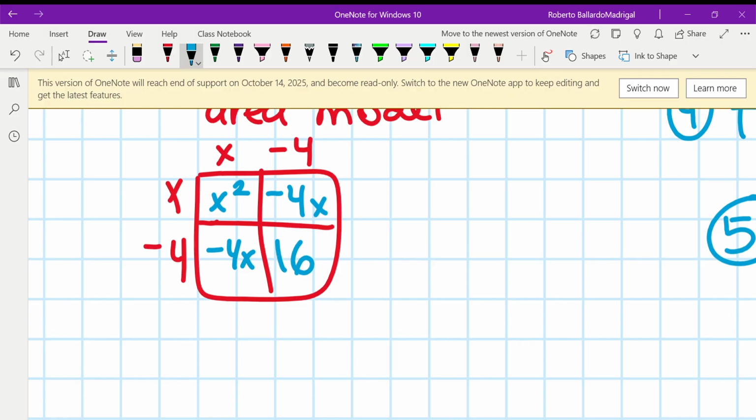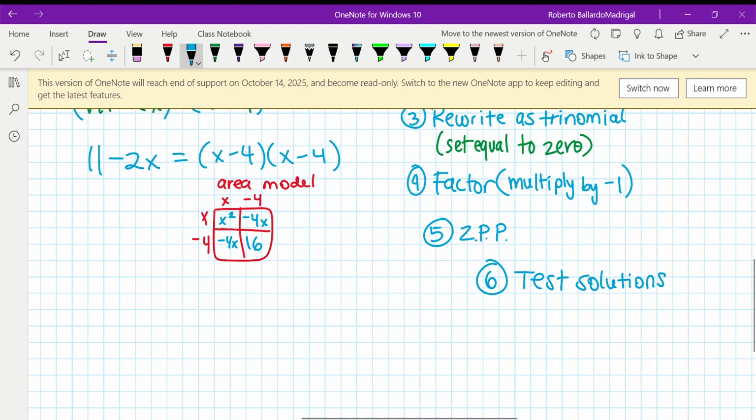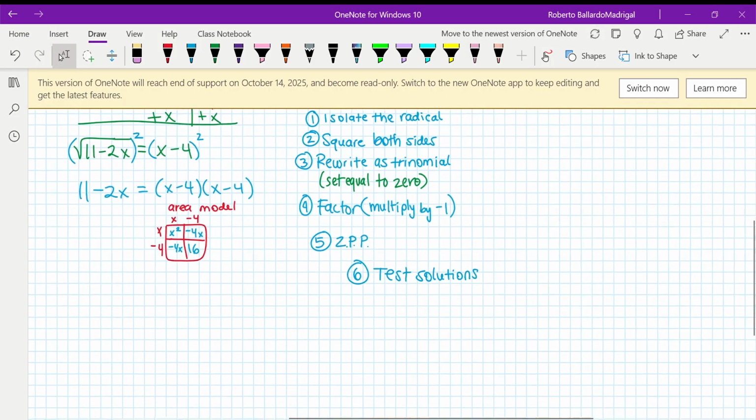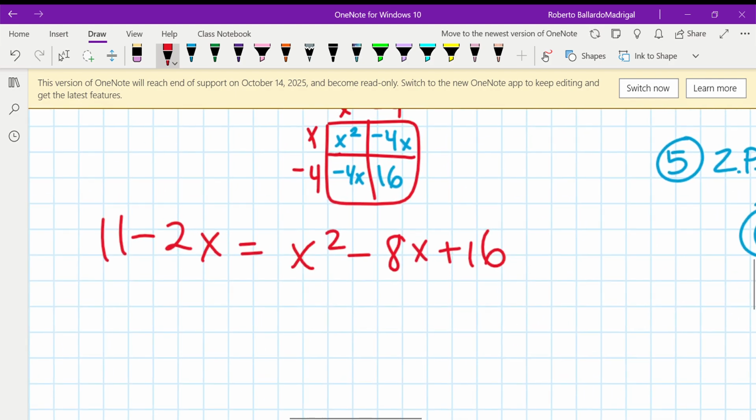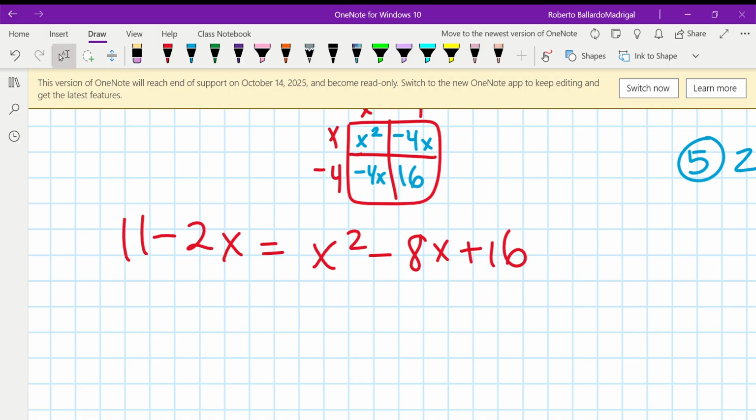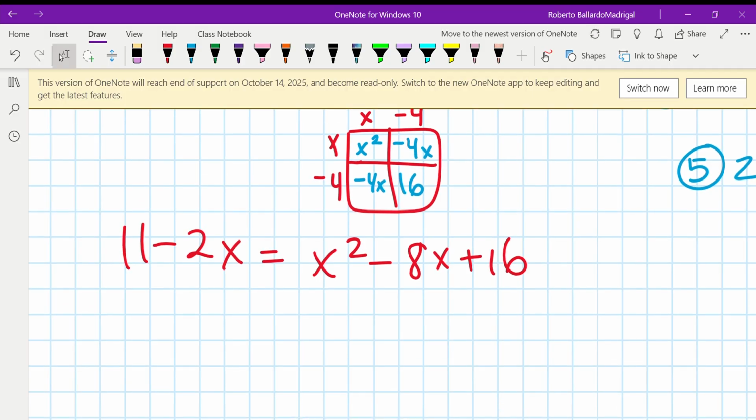Okay, so we get the following. We get x squared, negative 4x, plus 16. Let's rewrite that over here. So we'll rewrite it. So we get 11 minus 2x equals x squared minus 8x plus 16. If you're wondering how I get 8x, it's because I combine these two. So negative 4 and negative 4 makes negative 8. All right? Okay, cool.